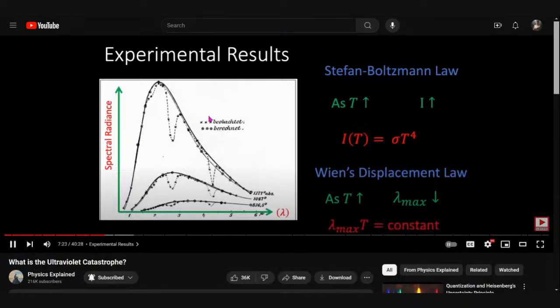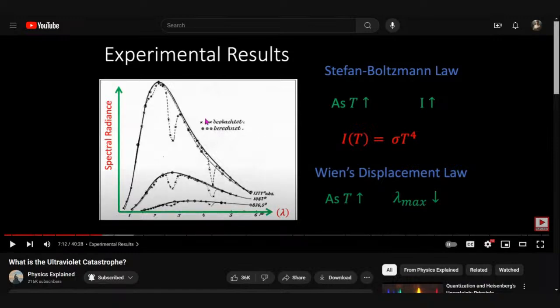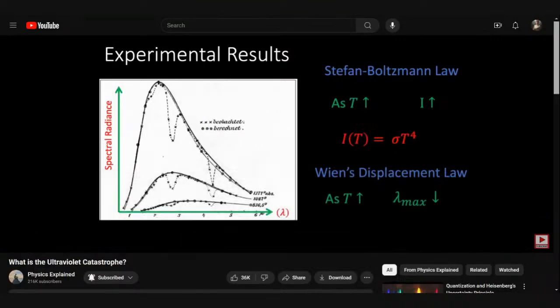And this is encoded in the Wien displacement law. This fits with what we've already seen when heating a lump of metal. As the temperature of the glowing metal is increased, its colour changes from red to orange to yellow, which corresponds to shorter and shorter wavelengths of light. And this is encoded in the Wien displacement law.